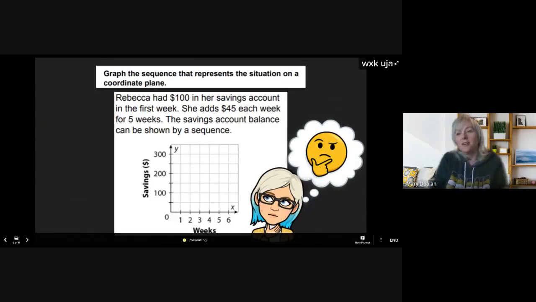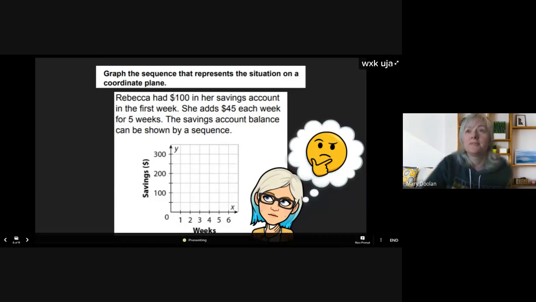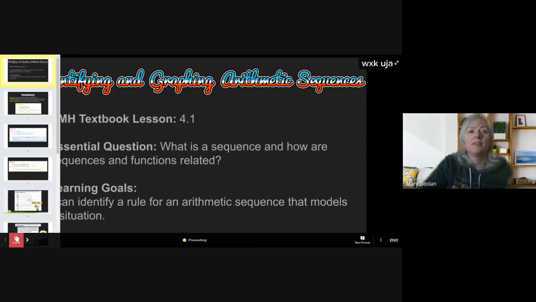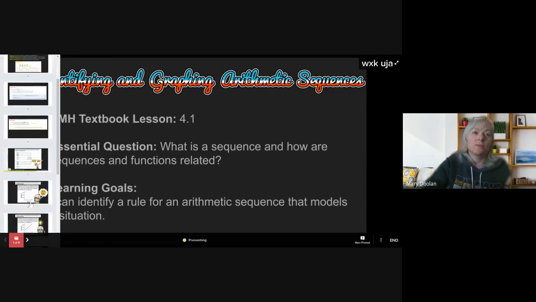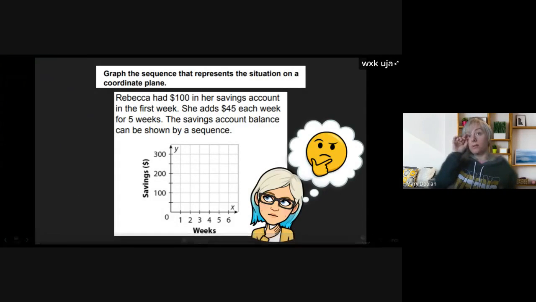Okay, here we go. We are on slide 6. So part of the essential question today, I come back here, says, what is a sequence and how are sequences and functions related? Okay, we kind of just saw how a sequence and a function are similar, right? And we're going to continue working with that. So I'm right here. Graph the sequence that represents the situation on a coordinate plane.